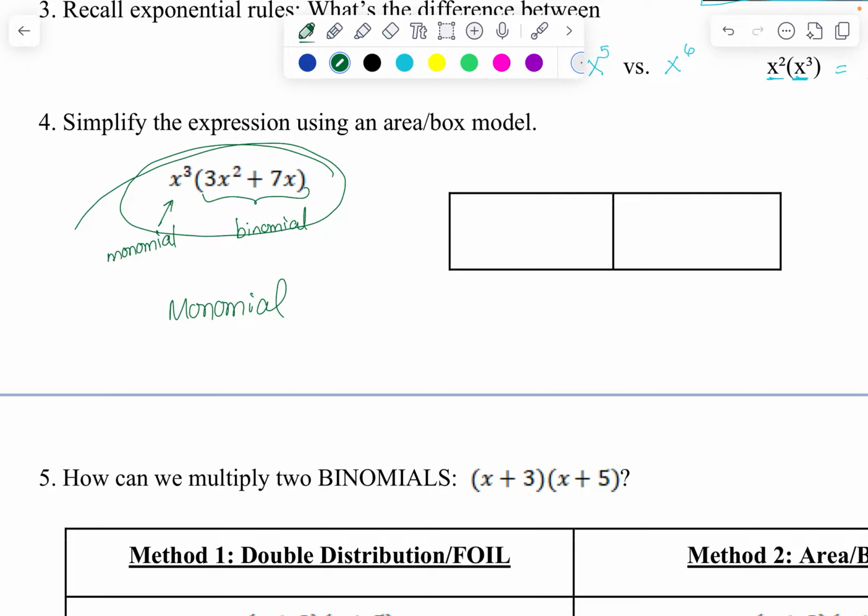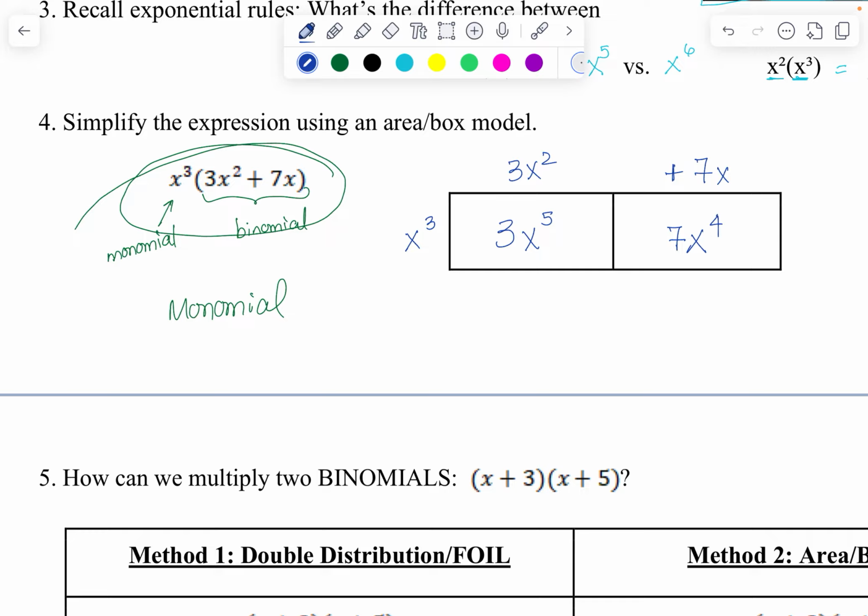Okay, so here we go. I'm going to write x cubed here, my monomial. My binomial gets split apart up here. 3x squared plus 7x. So notice how when you have a binomial, you're going to have 2 columns or 2 rows. When you have a monomial, you're going to have 1 row or just 1 column. So here we go. This becomes 3 times x to the 5th. And this area here becomes 7 times x to the 4th.